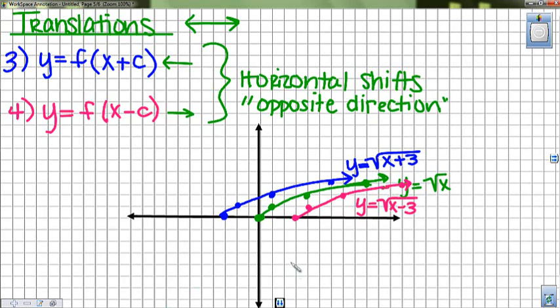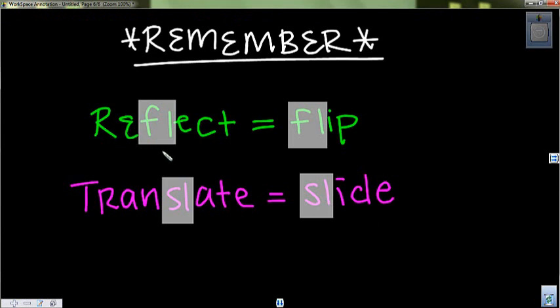Okay, so those are your translations and reflections. Hopefully that's just a bit of a review and you remember those. This is just a quick reminder. Some of you may have seen this before. Reflect means to flip. You have that FL in the both words, and translate means to slide. You have the SL. Okay, so that's just helpful for some people who get them mixed up. And that's it.